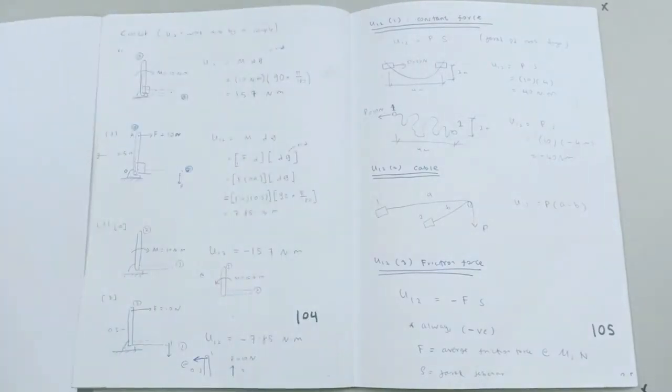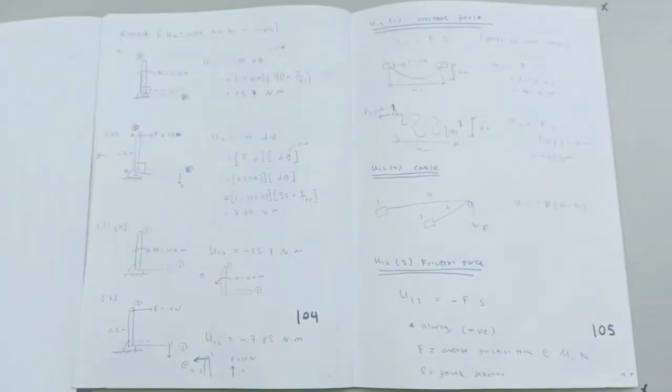The second part is U12 from the cable. P is the constant force, and A and B are the lengths of the cable. We need to know the difference in the length of cable, so you just put in the equation. The third one is friction. Okay, so let's see for the couple.